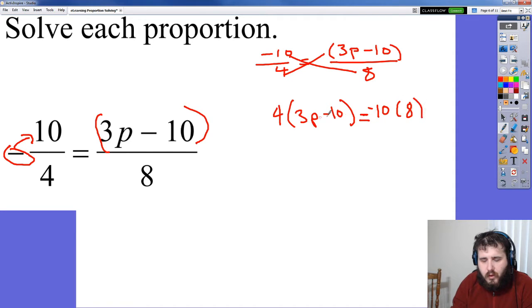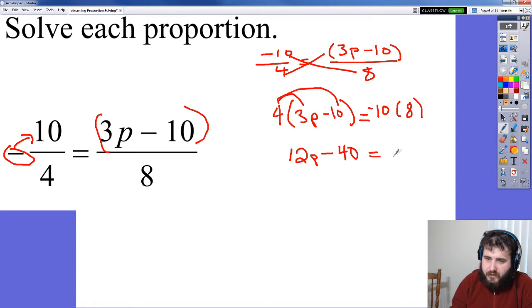And all I did was I wrote out the multiplication step: this thing equals this thing. Now, when you're doing this, you're going to notice now that you've written it down like this, oh, distribution. Don't make it hard on yourself. Make sure to multiply to both. 4 times 3p is 12p. Minus 4 times 10 is 40. Negative 10 and 8 is negative 80. And then I can solve for p.